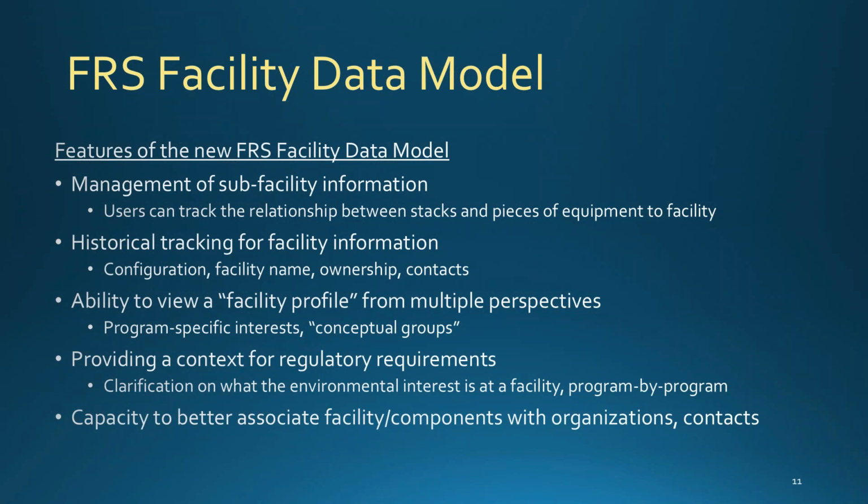Previously, FRS kind of boiled things down to the facility level, and that's all you could really see. So there might have been environmental interest, maybe a water permit that was associated with the facility, and we didn't know anything beyond that. But now with this new facility data model, we can better tailor the facility data to program-specific interests. And so you see the Office of AER version and the AER regulatory programs version of that facility and query it back out in certain ways, whereas previously we weren't able to do that.